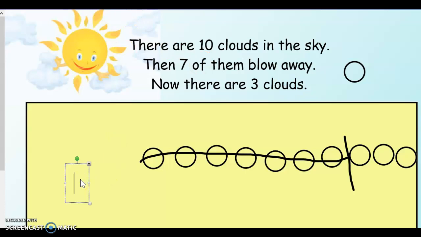Let's write our equation. So we have to start with the total amount of clouds that we had to begin with, which was 10. And we read in the problem that 7 of them blew away, so -7 equals, how many clouds did we have left? 3. 10 minus 7 equals 3. 3 clouds.